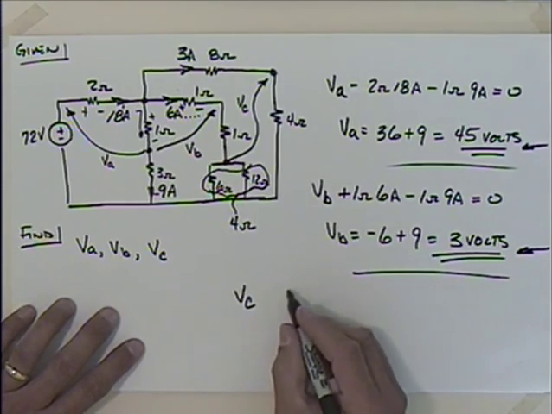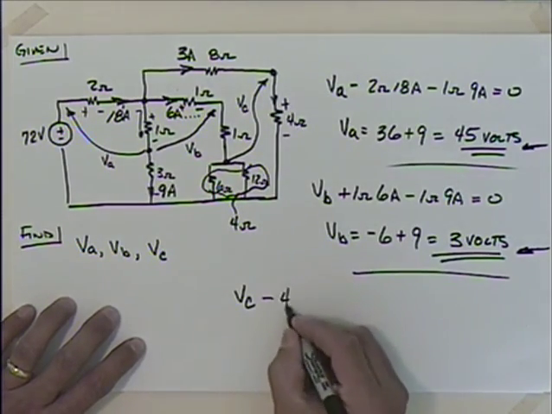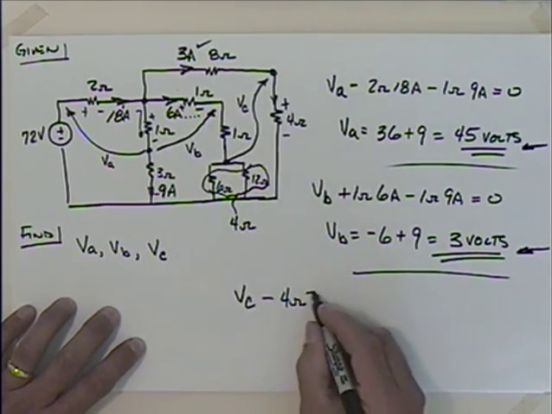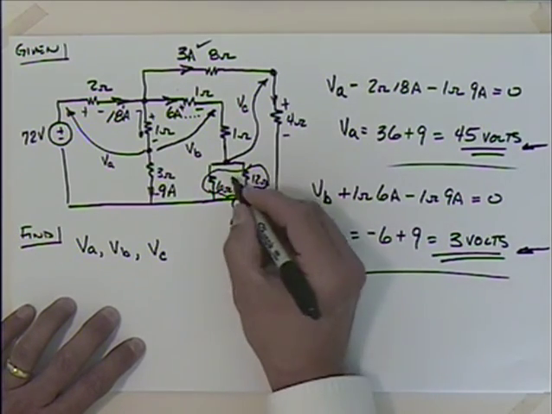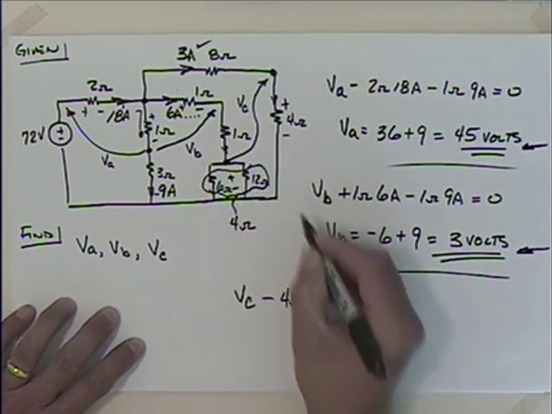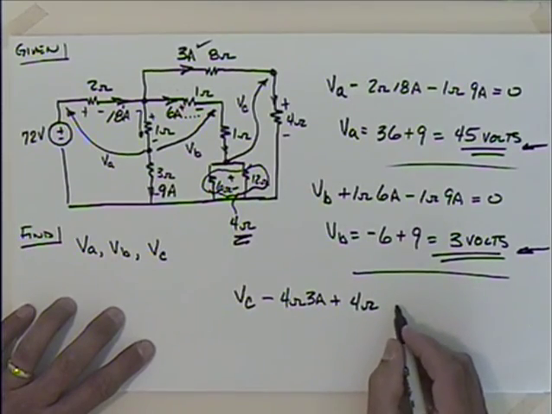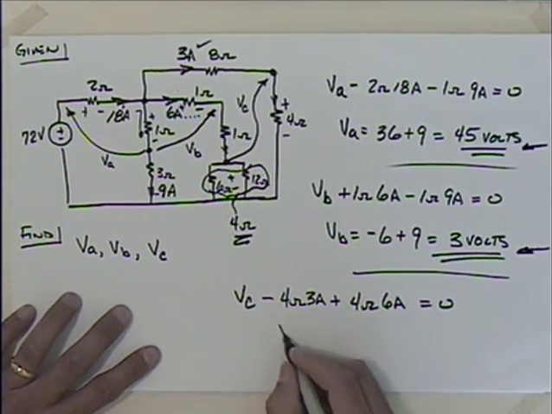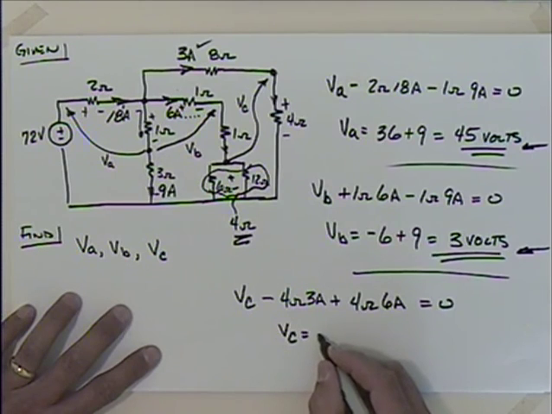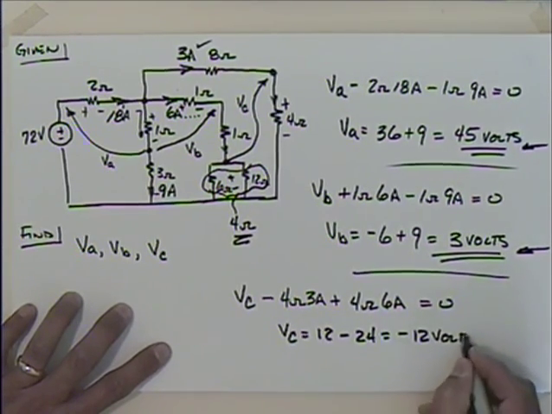So I could say that I have, going from there to there, and I've got this current here, so it's going to go positive and negative, so I'm going to have to subtract off 4 ohms times 3 amps. That gets me down to here, and then I've got to go back up through this equivalent resistance. The current's going this way, so it's going to go from positive to negative. So I have to gain 4 ohms, that's this one, times 6 amps. Kirchhoff says that's equal to 0. So VC turns out to be equal to 12 minus 24, which gets me minus 12 volts.